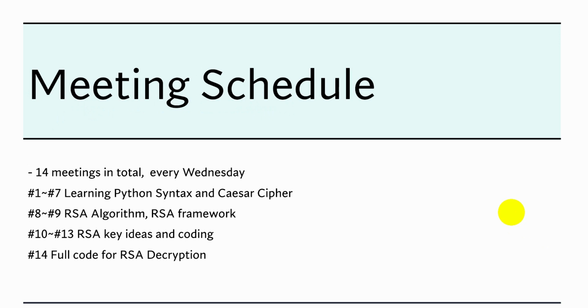Here is the meeting schedule. There will be 14 meetings in total, once every Wednesday. The first 1 to 7 meetings will be learning Python syntax and Cipher. Meeting 8 to meeting 9 will be RSA algorithm and the RSA framework. Meeting 10 to 13 is RSA key ideas and coding. On the last meeting, meeting 14, we will look at the full code for RSA decryption.